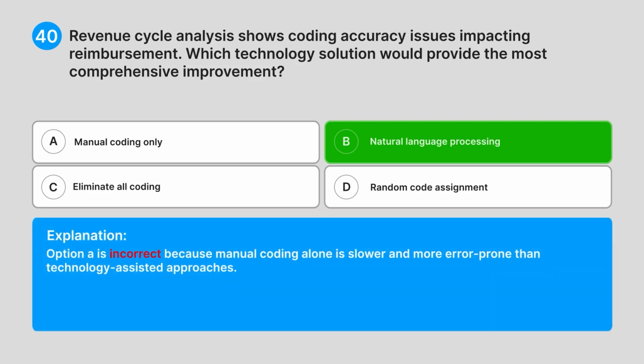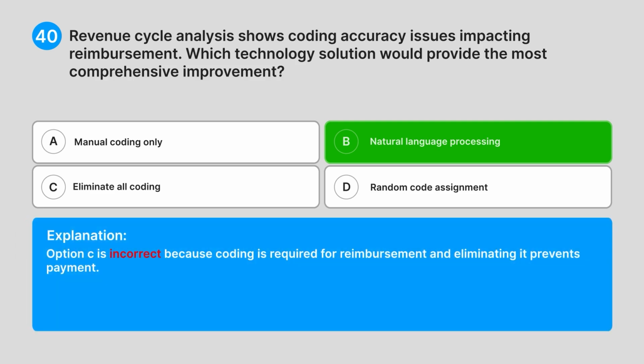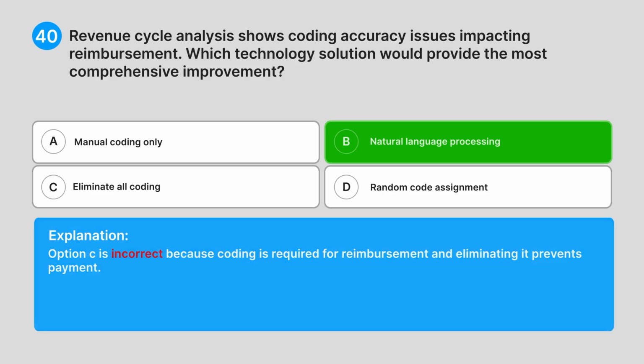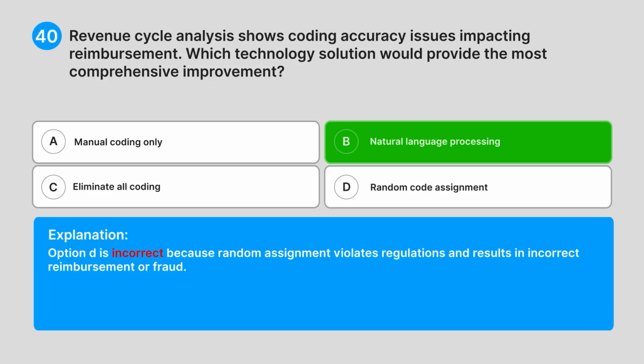Option A is incorrect because manual coding alone is slower and more error-prone than technology-assisted approaches. Option C is incorrect because coding is required for reimbursement, and eliminating it prevents payment. Option D is incorrect because random assignment violates regulations and results in incorrect reimbursement or fraud.